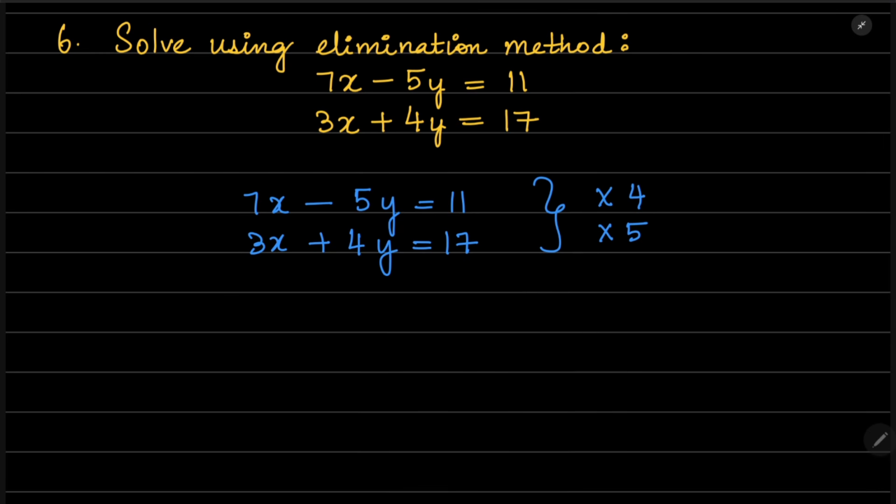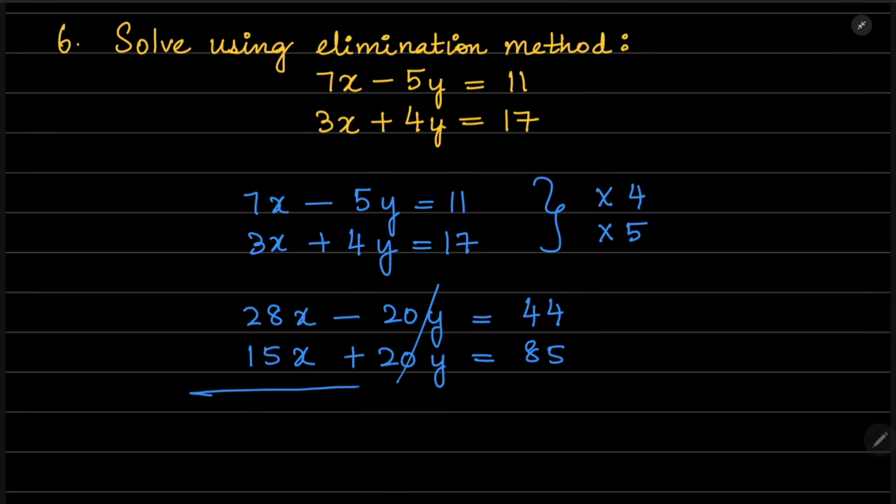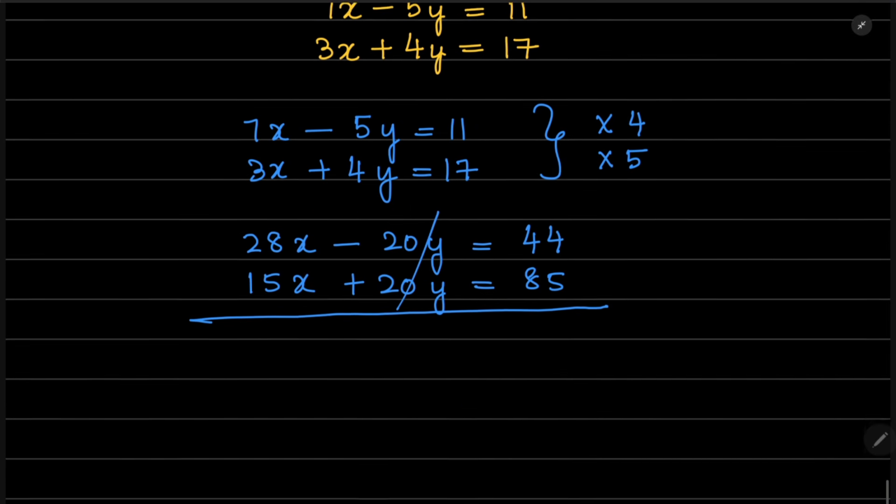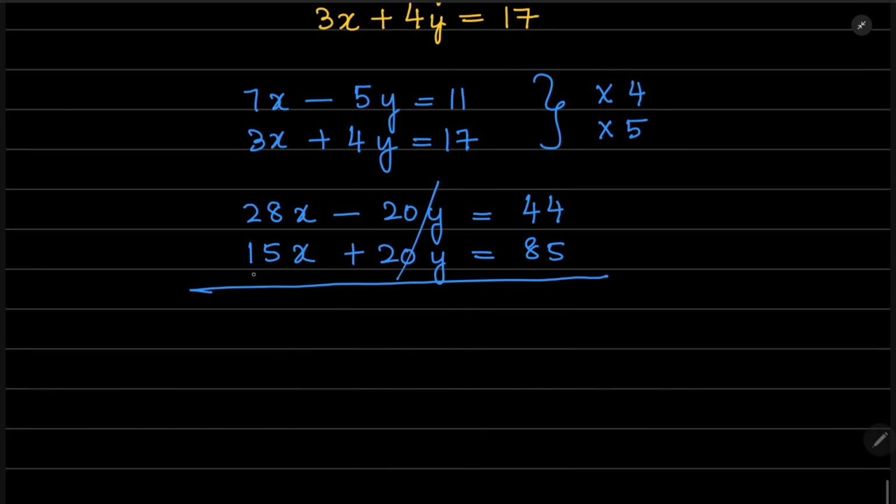So multiply throughout by 4. So 7 4s are, what is it? 28x minus 20y equal to 44. And then 5 3s are 15x plus 20y equal to 85. Just add them. So minus 20y and plus 20y will get cancelled. You're just adding it. So 28 plus 15, 43x.